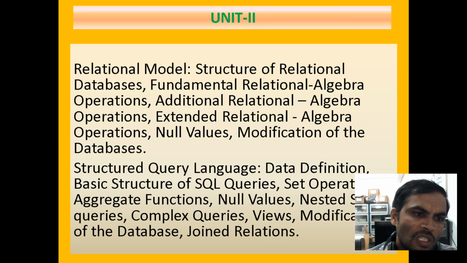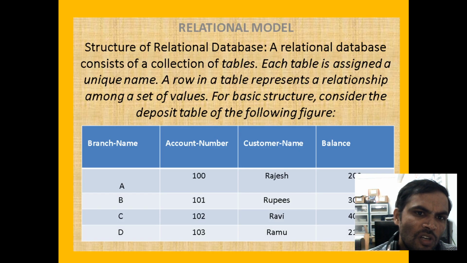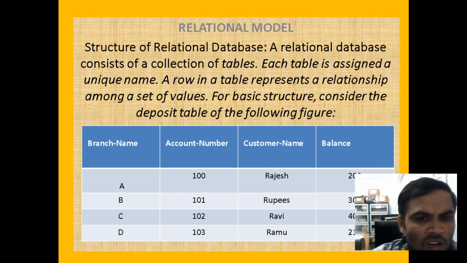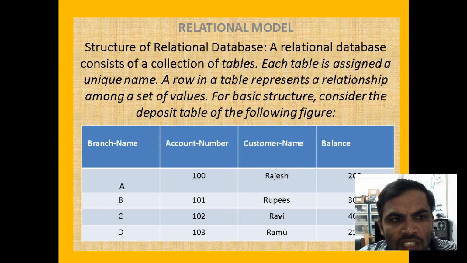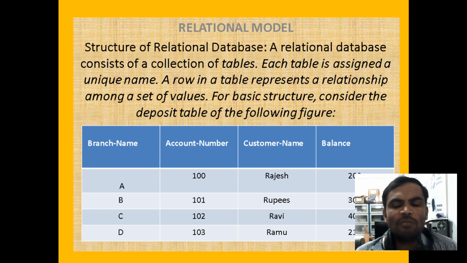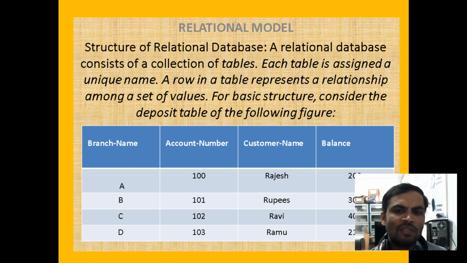Now coming to what is the relational model. The relational model means the structure of the database, how we design it. A relational database consists of tables. The major definition of the relational model is that it consists of a collection of tables, not just one table. It can consist of n number of tables. Each table is assigned a unique name.